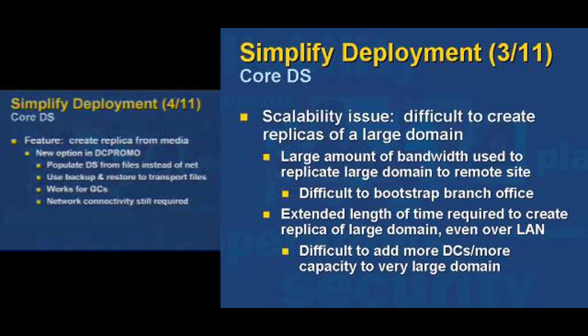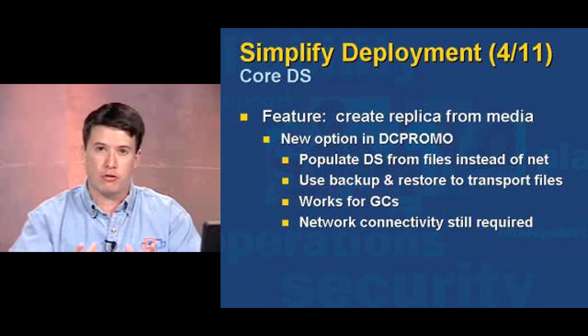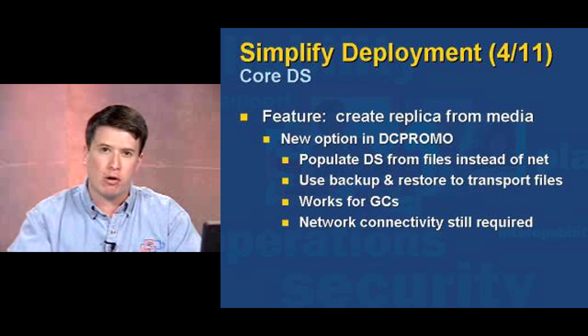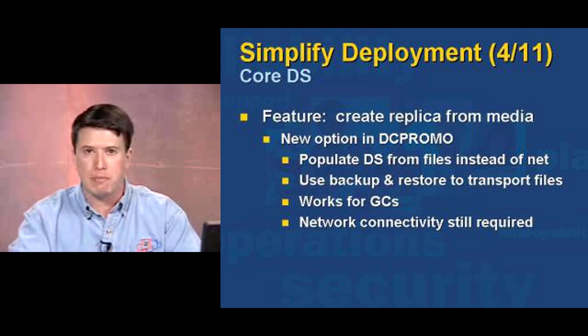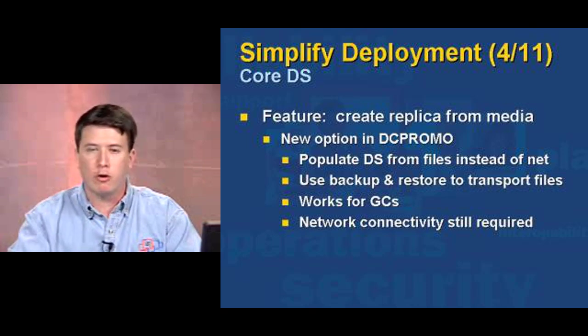A new feature that we call Replicate from Media. Replicate from Media allows you to put your domain controller files, put the database onto some other media, carry it to that location, and then in DC Promo, we'll have a separate switch. And it'll ask you when you're creating a replica, do you want to create that replica by replicating over the network, or do you want to pull from an existing set of files that have been placed on this machine?